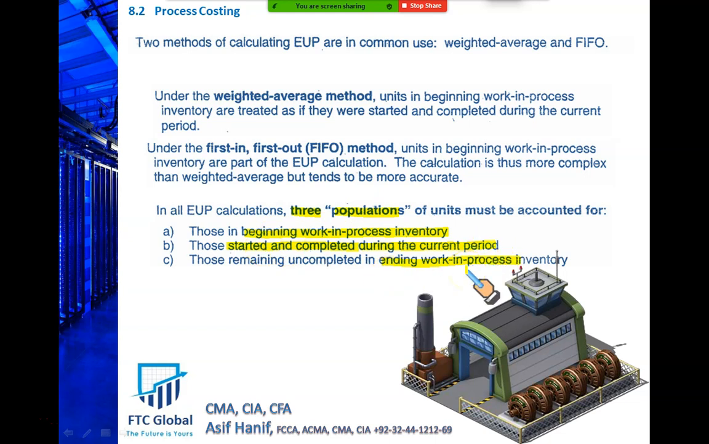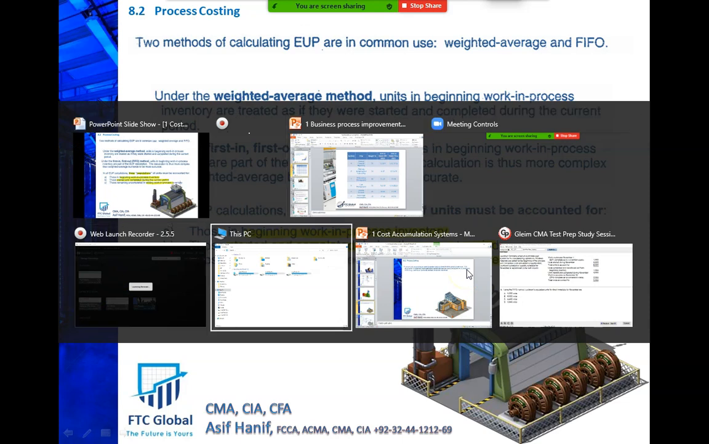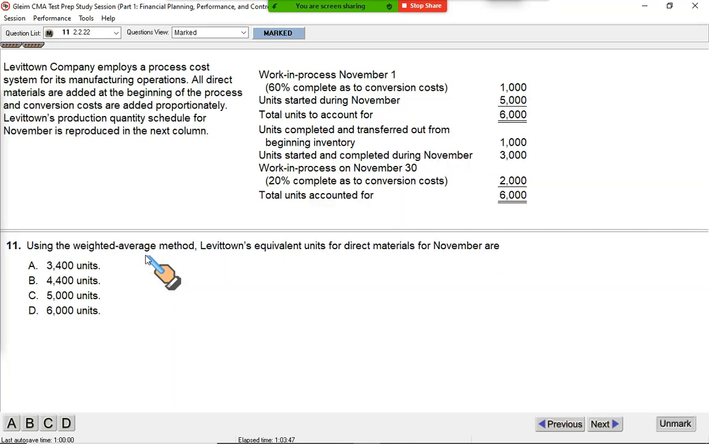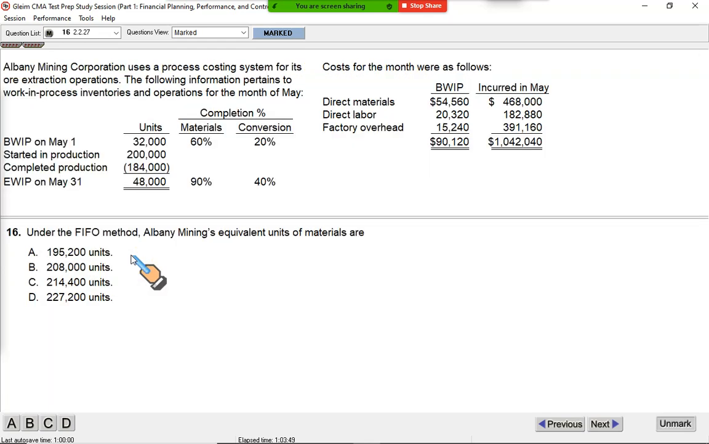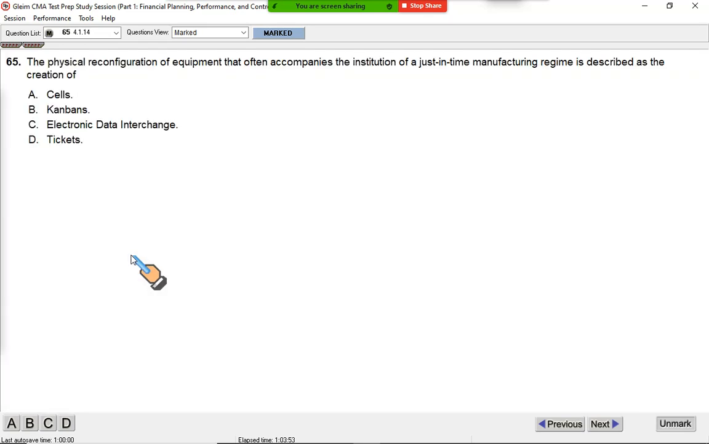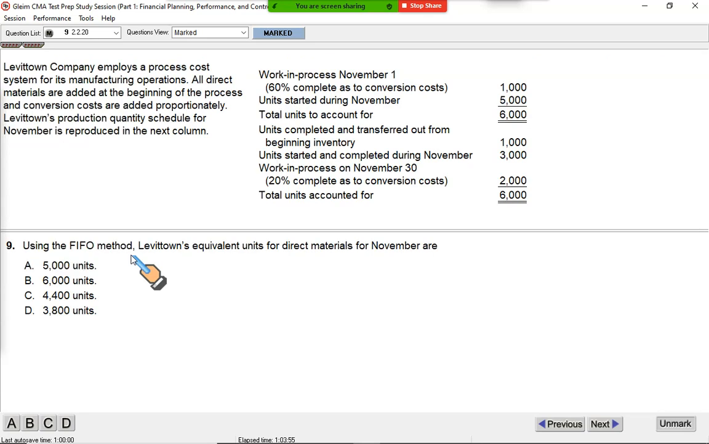Let's try this into an actual question. So we have a question here that will explain how do we calculate EUPs under the FIFO method. In the same question, you will learn how to calculate EUPs under the weighted average method. So this method is good because it will explain the EUP calculations under both methods. So let's read the question.